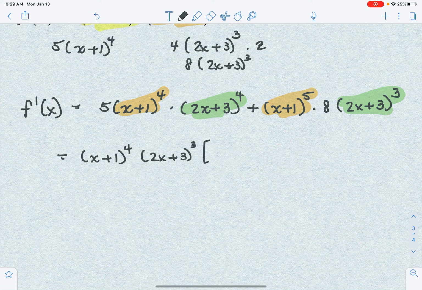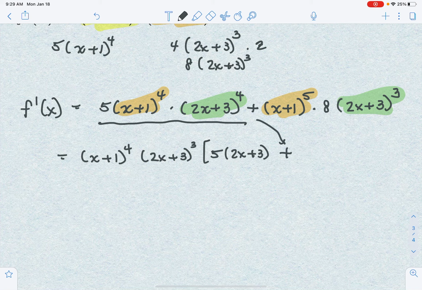And now what's left inside when we do that? So looking at the first term, this one right here, I didn't touch the 5. I took out all of the x plus 1s, and I'm left with a 2x plus 3. Plus, got to carry this plus down here. Now, I'm taking out an x plus 1. I'm leaving behind an x plus 1 and that 8. And I'm removing the whole 2x plus 3 to the third power.